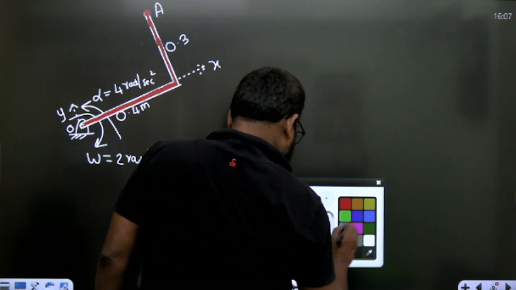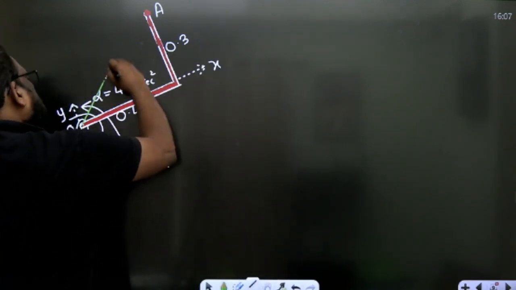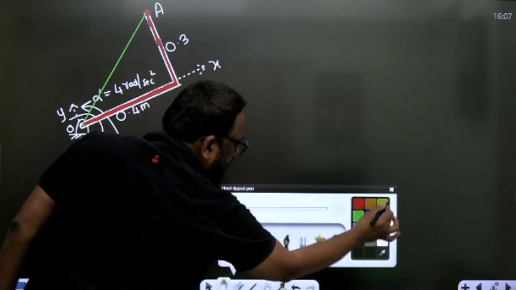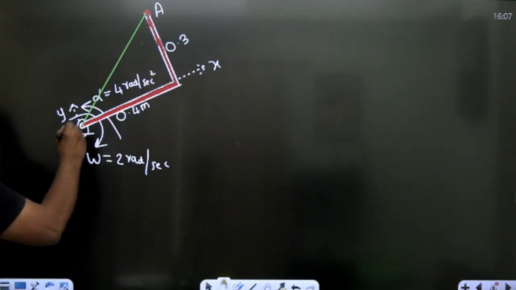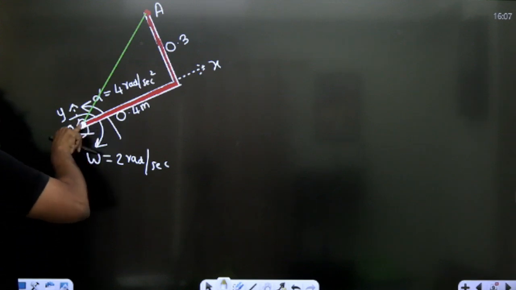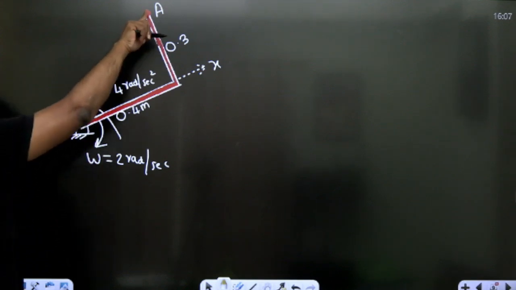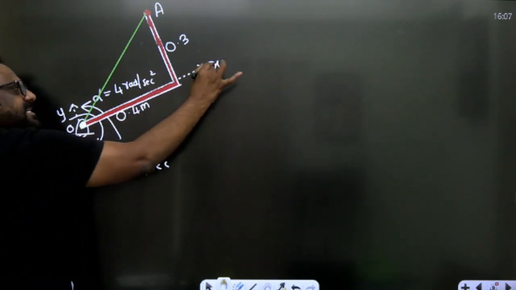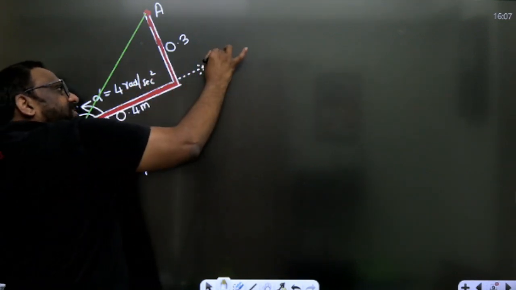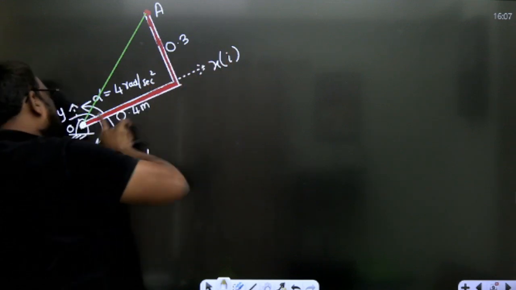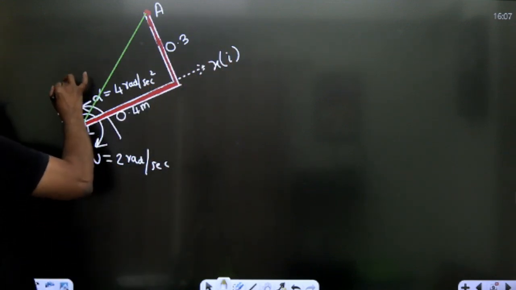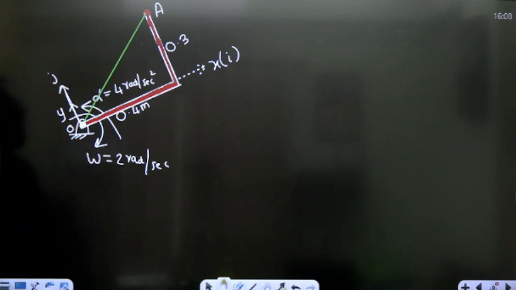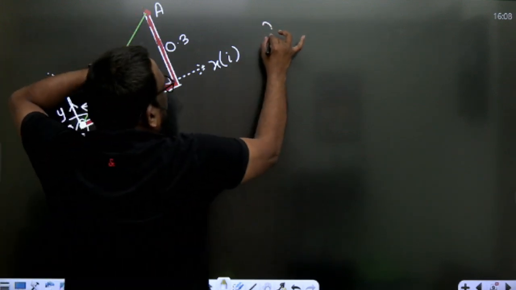Yes, this is the position vector. Let me try to draw. So from the origin, how far is this point A? Point 0.4 in the x direction. Let us take the unit vector in the positive x direction as i cap. And this is the positive y direction. Let us take the unit vector in this direction as j cap. So what will be the position vector of A?